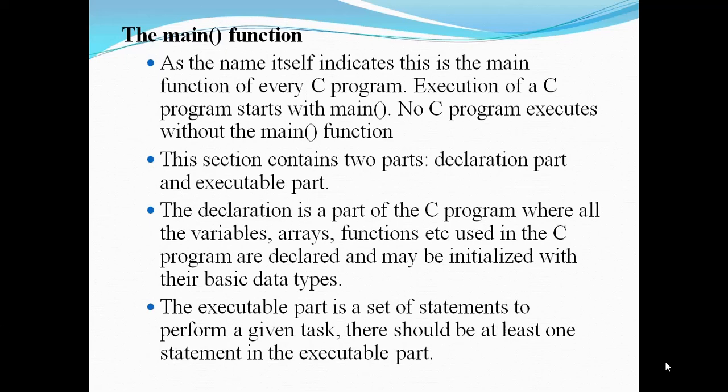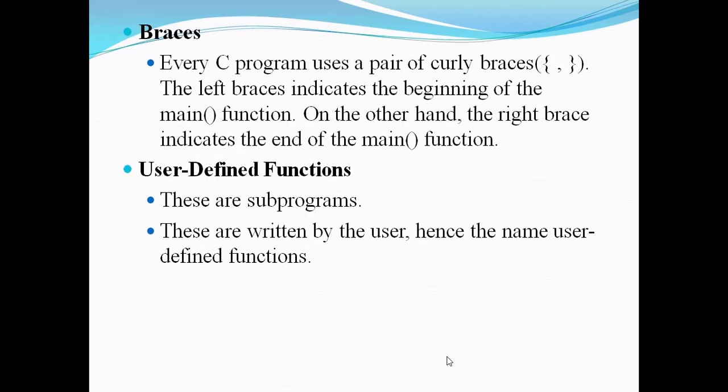The declaration is the part of a C program where all the variables, arrays, and functions are declared. The executable part is a set of statements which performs the task, and there should be at least one statement in the executable part. So this is about the main function.